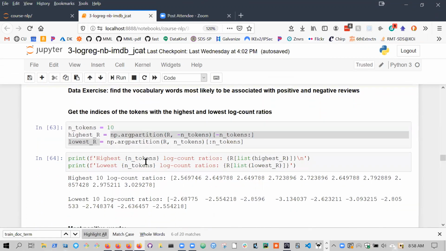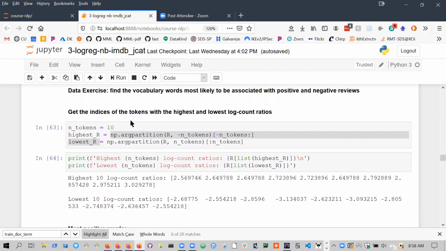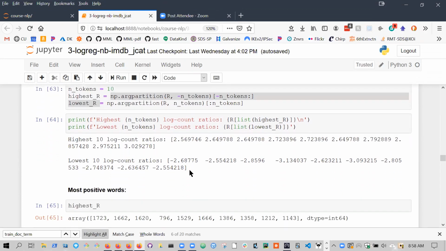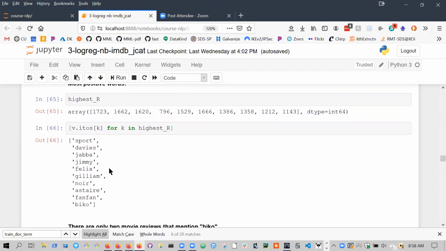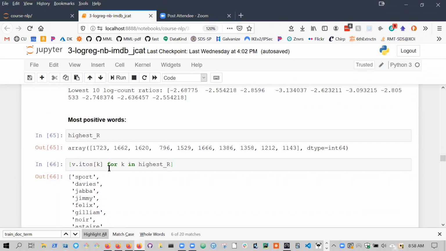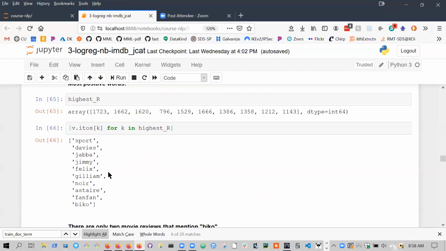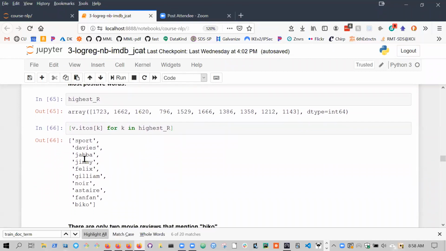And then we could go through a little exercise here: get the indices of the tokens with the highest and lowest count ratios. We can ask for those indices, and then we can ask for what words they are. So here are the words that have the most likelihood of appearing in positive reviews.